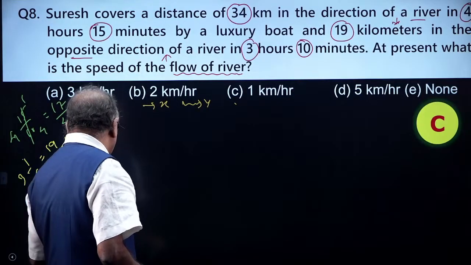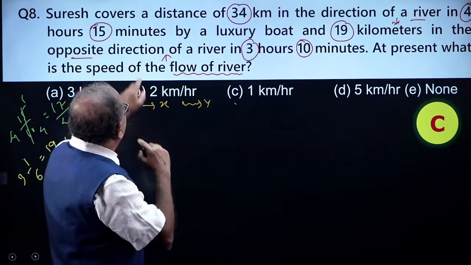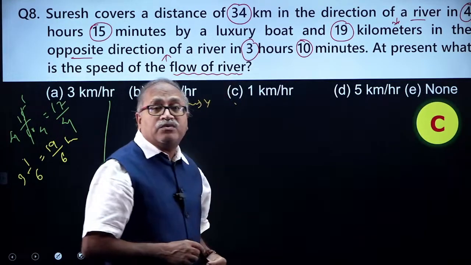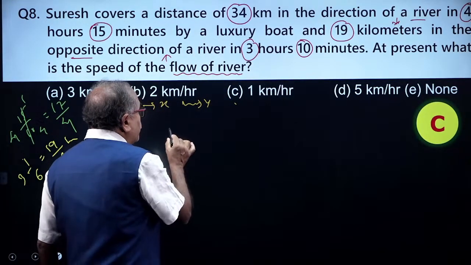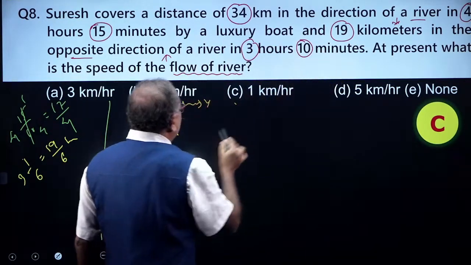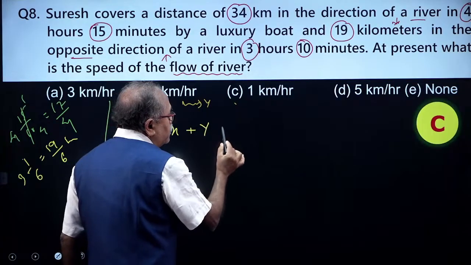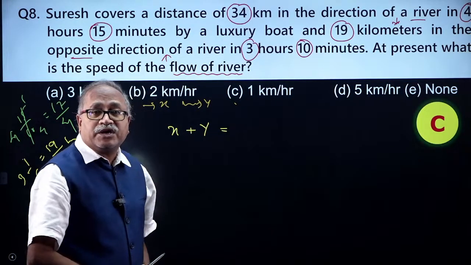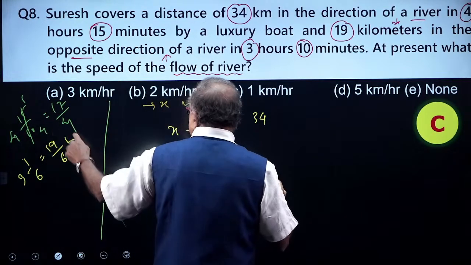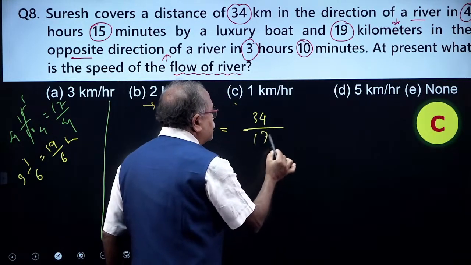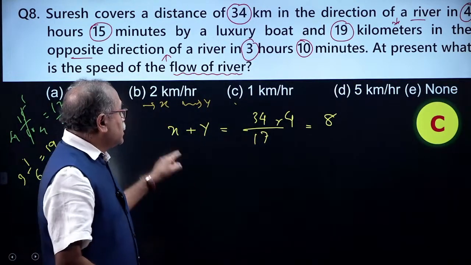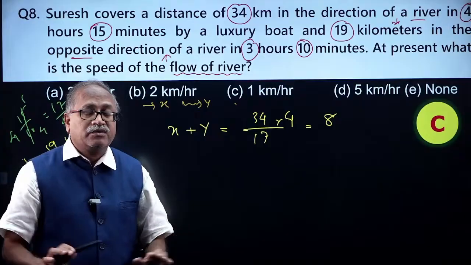How might you have done it here? The first is 34 kilometer in 17 by 4 hours. So, what is the speed? The first one is downstream. So, that is x plus y, which is equal to the distance by time, and the distance is 34, whereas the time is 17 by 4. So 34 divided by 17 by 4 is nothing but 8. So x plus y is 8.